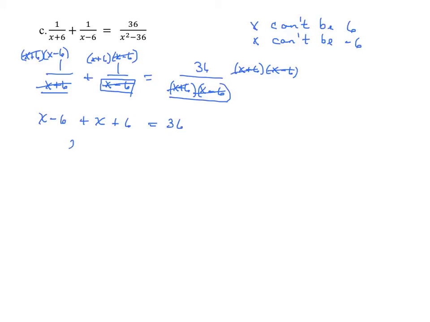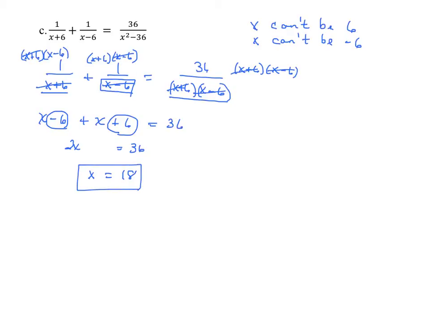So I get 2x. These will add out, equals 36. x is equal to 18, when you divide by 2. And 18 is neither 6 nor -6, so we just put a little box around it and we're good.